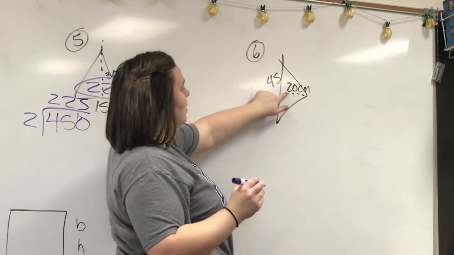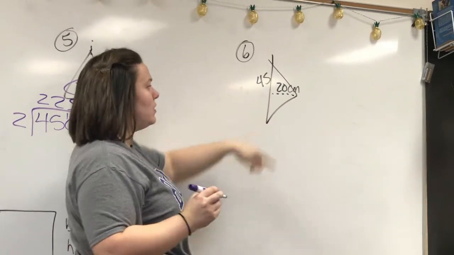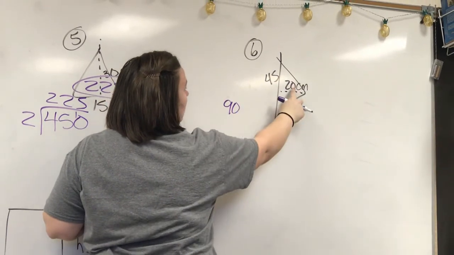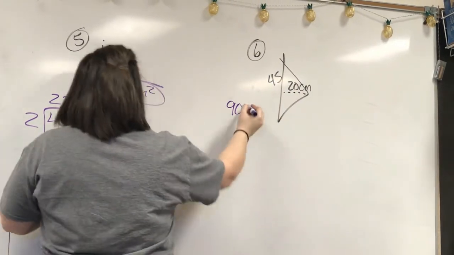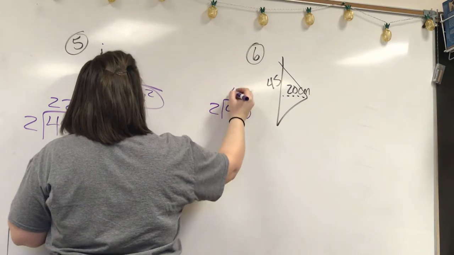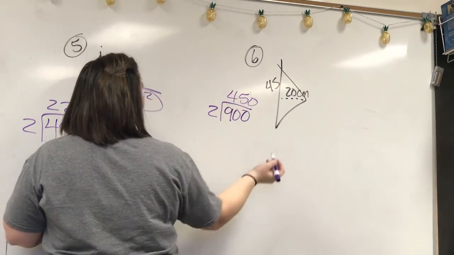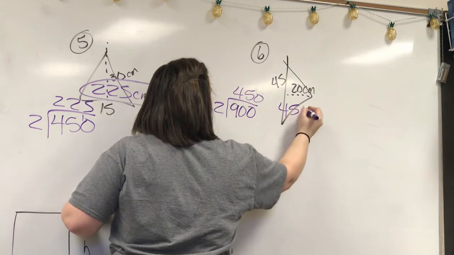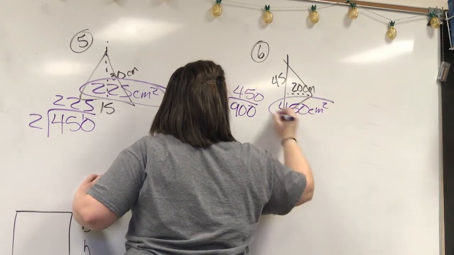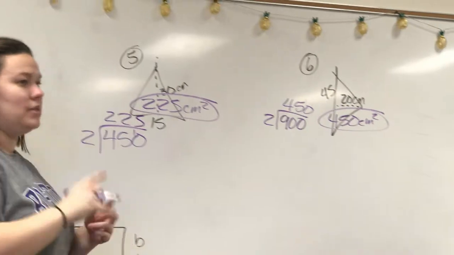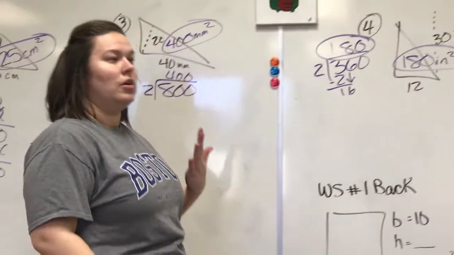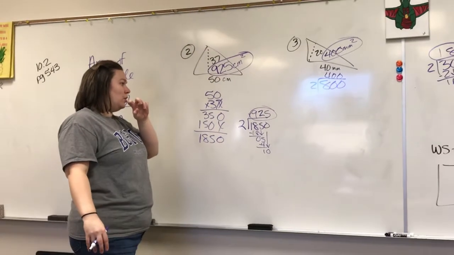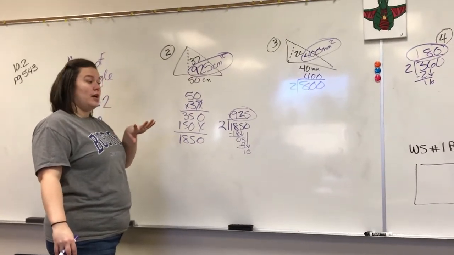This one is 20 centimeters and 45 centimeters. If I double 45, I get 90. I have to add that 0 on there. 900 divided by 2 is 450. 450 centimeters squared. Base times height divided by 2. That's all you have to do for your area of a triangle.